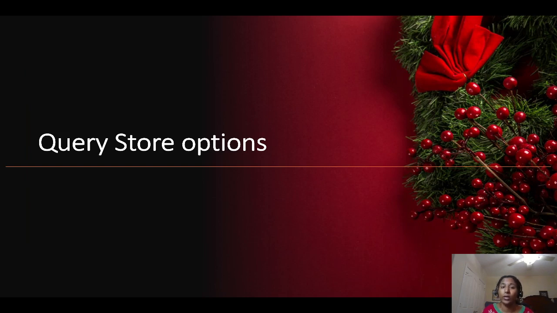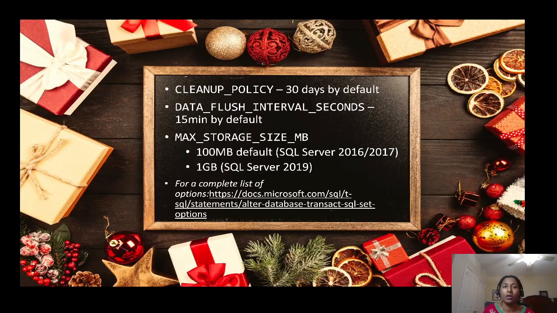Let's talk about some of the query store options. We are not talking about each and every option here, but we are going to talk about that in our demo. Cleanup policy is 30 days by default, meaning it will save the data within the query store for 30 days, and once the cleanup policy has been hit, it will delete all the old data. Data flush interval is in seconds, meaning it will collect all the data in memory for 15 minutes, which is the default, and once it has been collected, it will flush that data to the disk, to the query store schema.